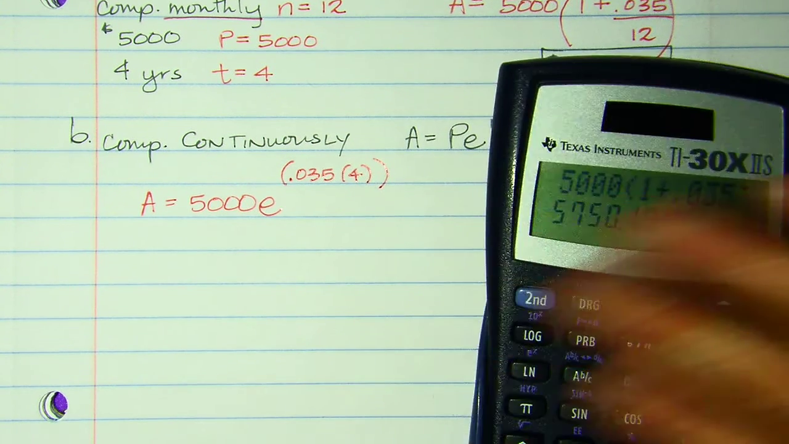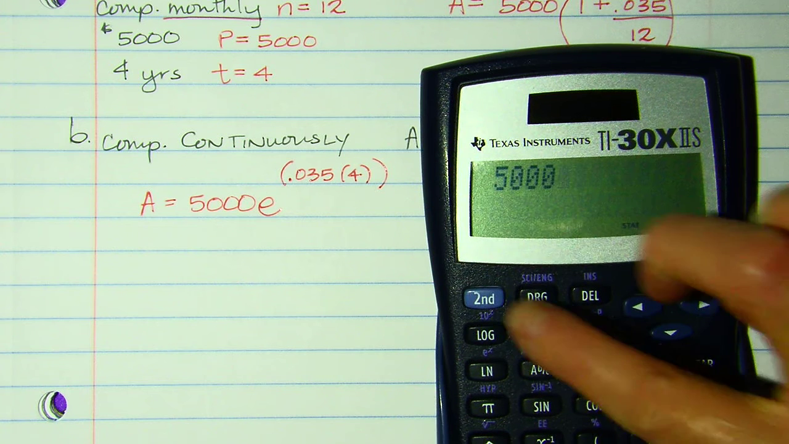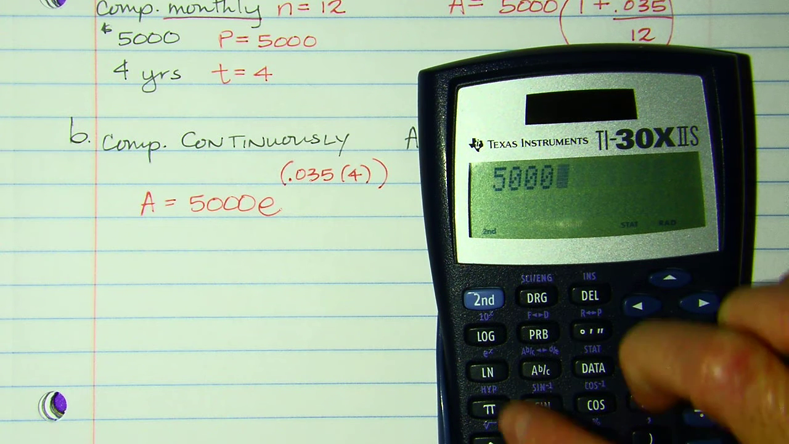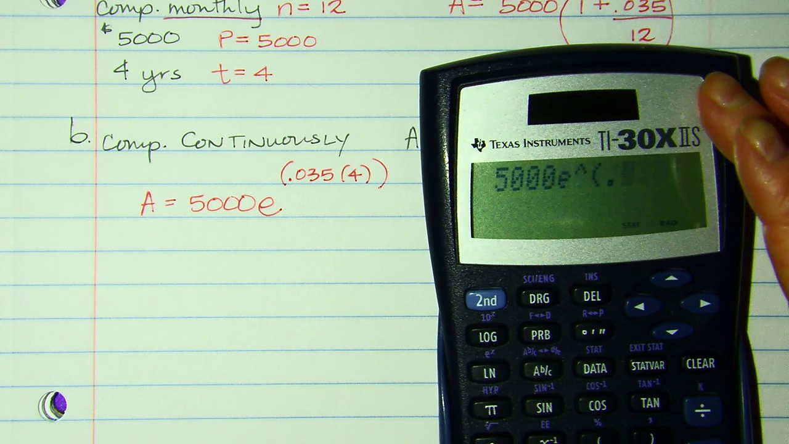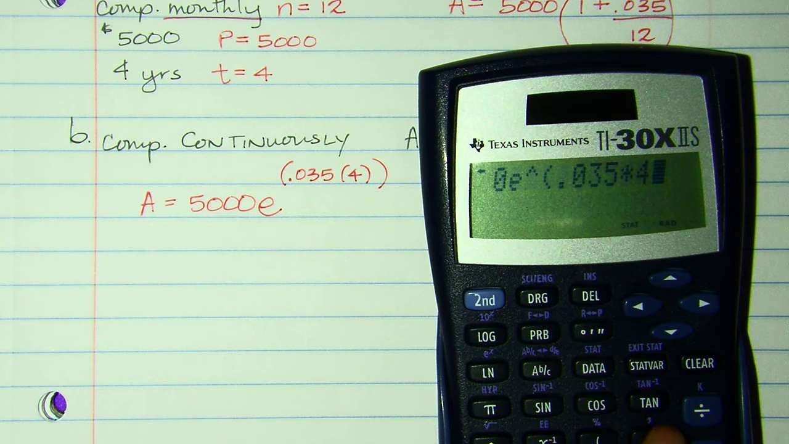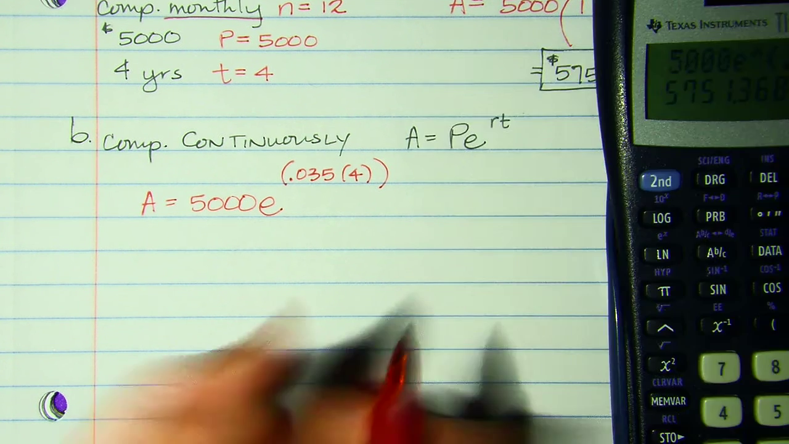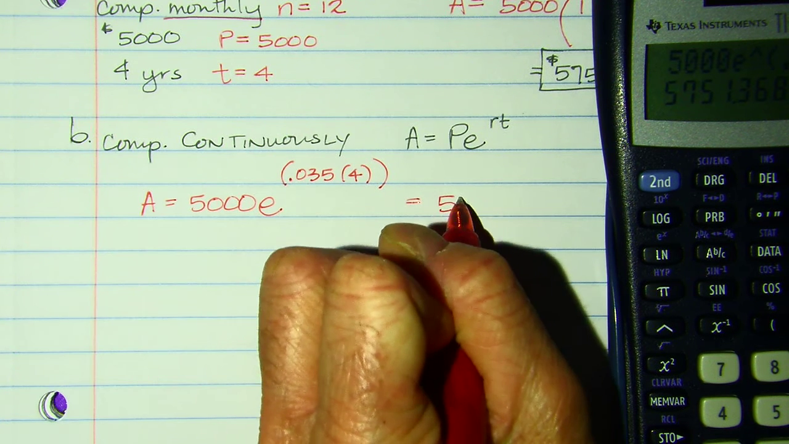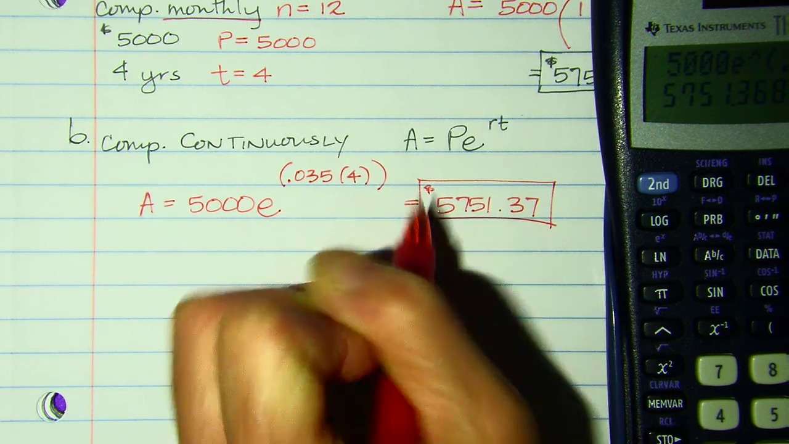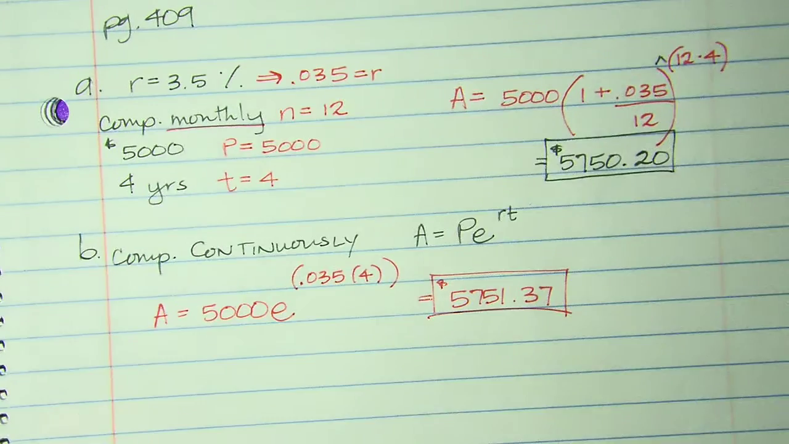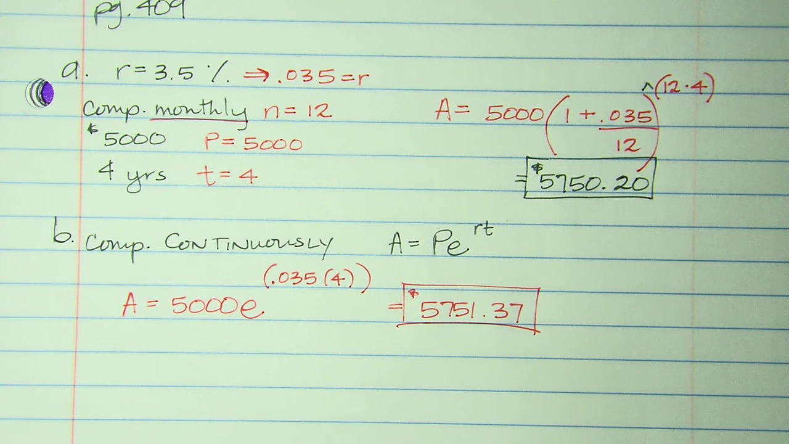So I'm going to show you how to enter that in my calculator: 5,000. I have to shift and hit the button that has the e above it, and notice it automatically gives me the exponent button. So 0.035 times 4, and I'm going to close those parentheses out so I have a nice set. And I get 5,751.37. So it's not a lot more, but it is slightly more than the one above because it's being compounded continuously. Now, the more money you put in, the bigger difference this is going to demonstrate.